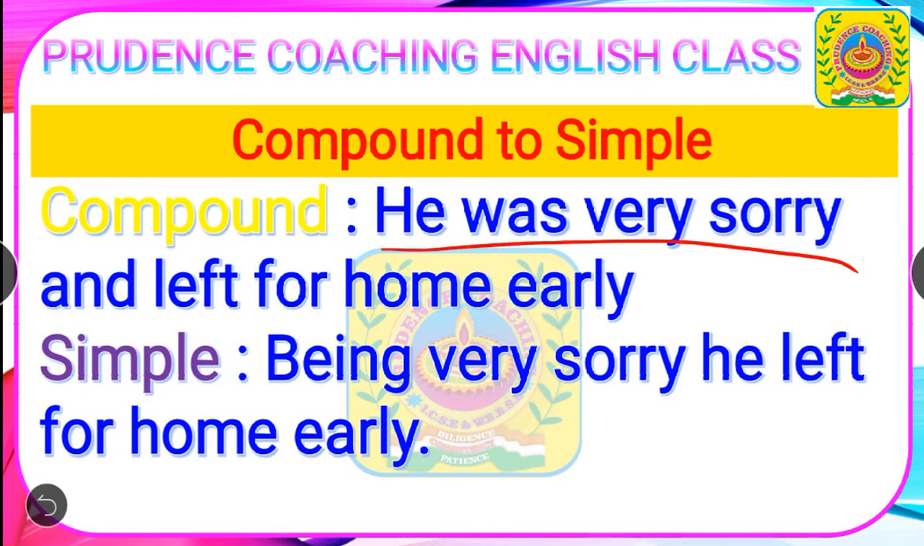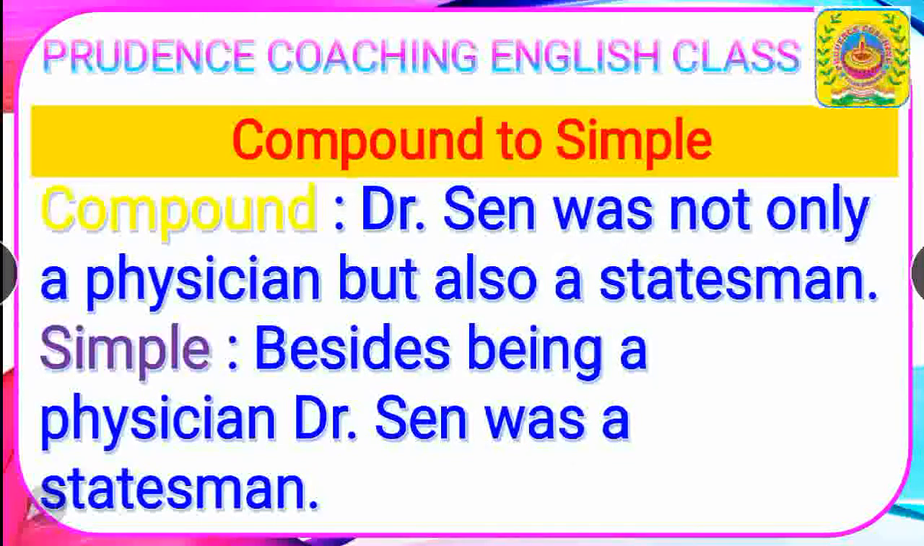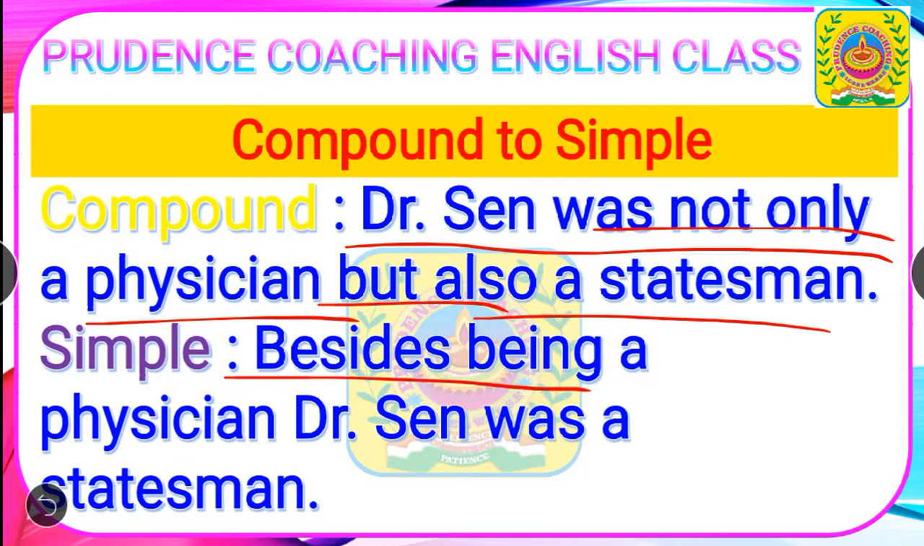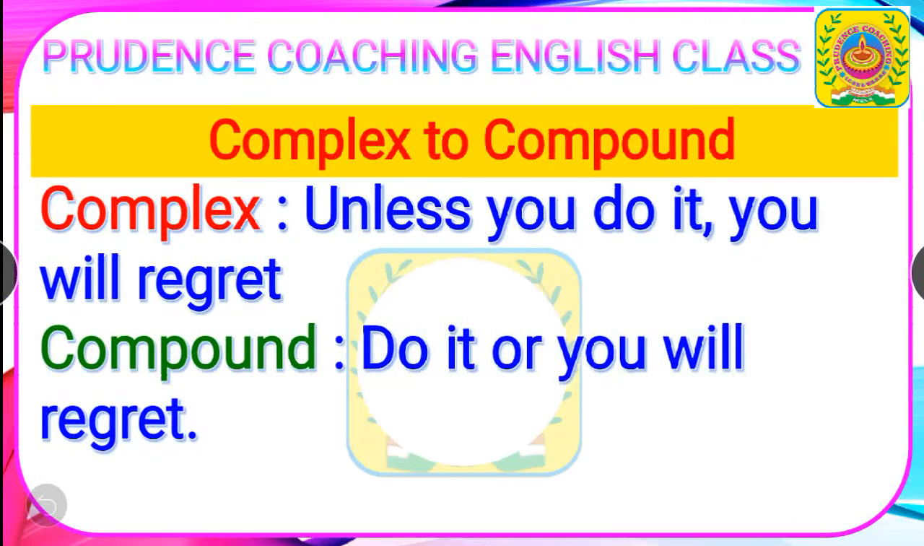Now the next one, that is compound to simple. He was very sorry and left for home early. Simple: being very sorry, he left for home early. Now the next one, compound: Dr. Sen was not only a physician but also a statesman. So you can see not only but also has been used in compound sentence, and this not only but also is transformed into simple one by besides being. Besides being a physician, Dr. Sen was a statesman.